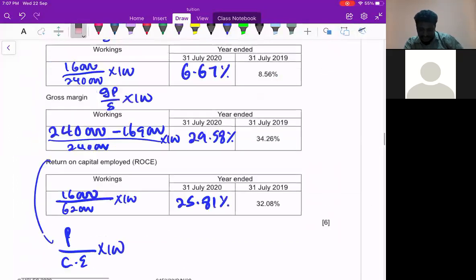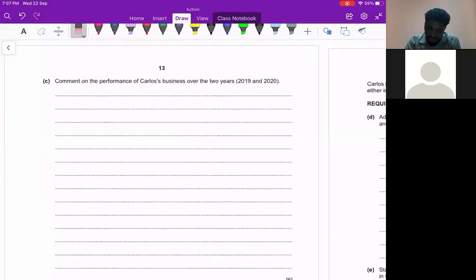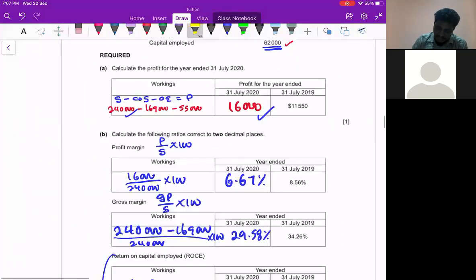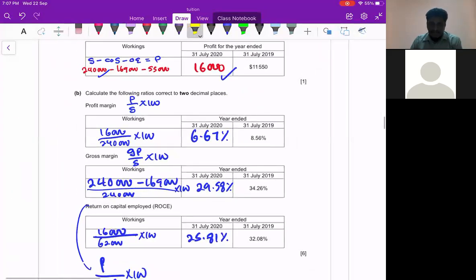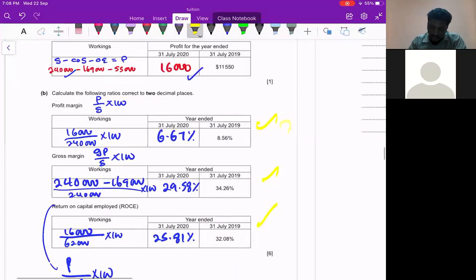Okay, after that, the question asks me to comment on the performance of the Colors business for the two years, 2019 and 2020. Performance means the profitability. If you look at the profitability, you can talk about these three. How many marks do they give you? They give you 6 marks. So it means 2 marks, 2 marks, 2 marks. So 2 points, 2 points, 2 points, and you can get a full mark already.